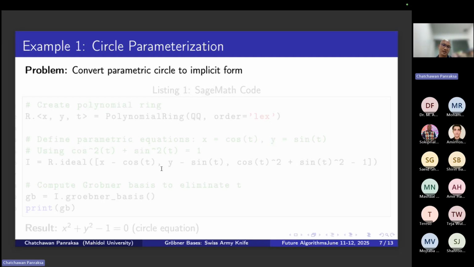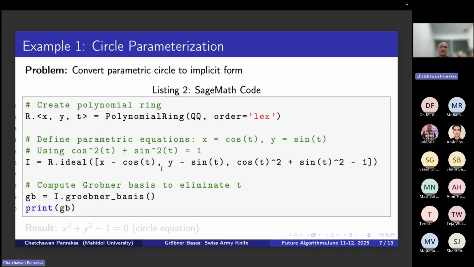So I'll give you a simple example using SageMath code. This is very simple, and you can use similar code to solve a more complicated set of polynomials. For example, you use SageMath, right? You can start by defining or fixing a polynomial ring. The QQ here is for the ring over the field of rational numbers.